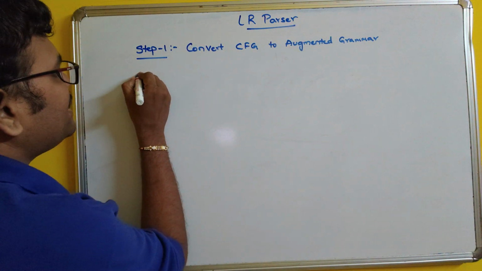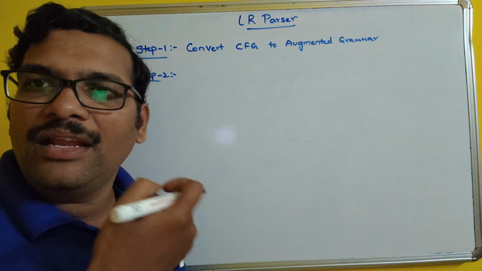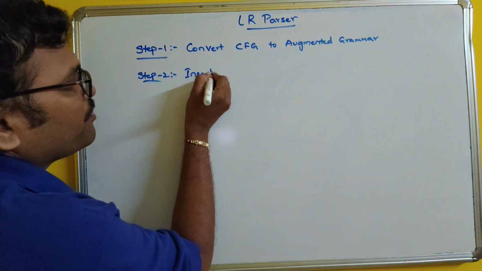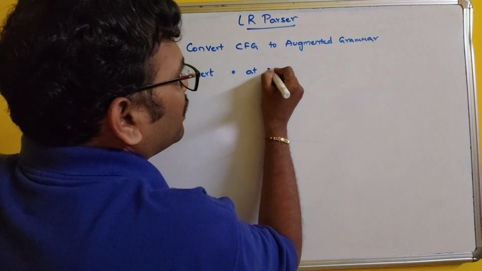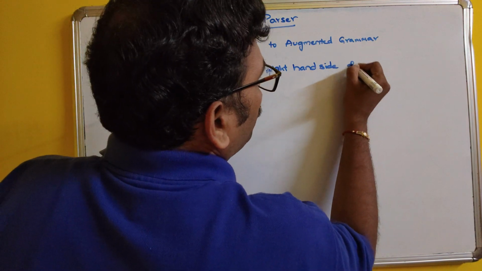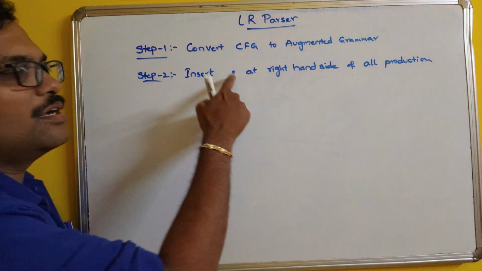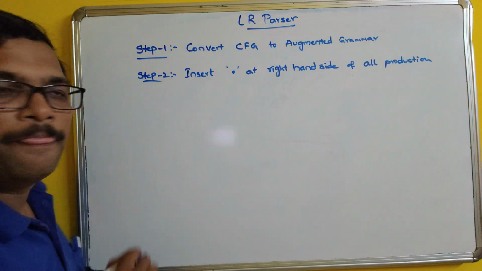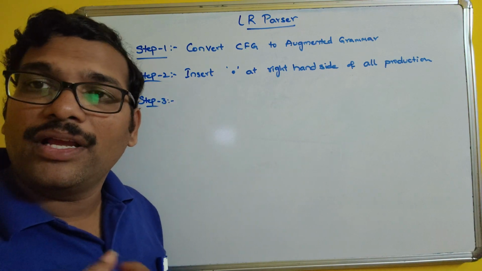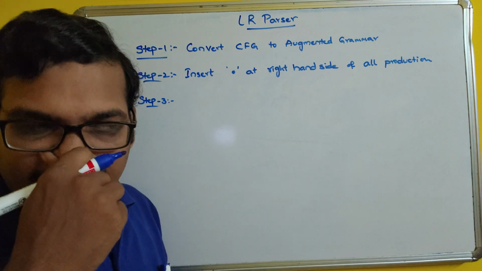Step 2: in order to parse the input string, insert a dot at the beginning of the right hand side of all productions. For every production we have to use this dot symbol. Step 3: find the canonical list items, which I'll also explain.